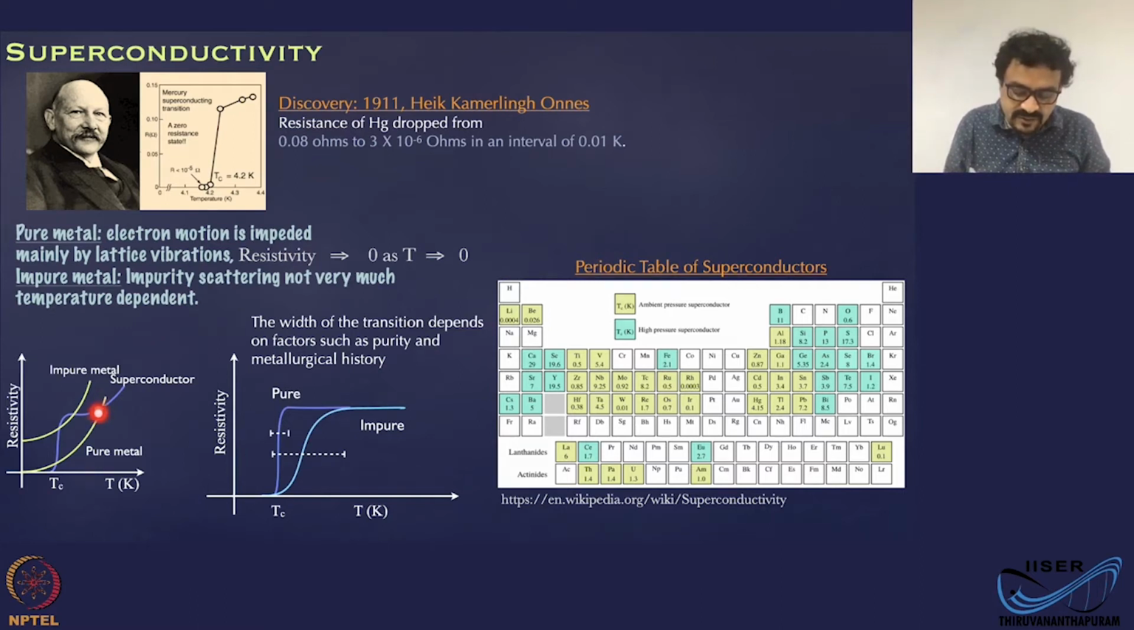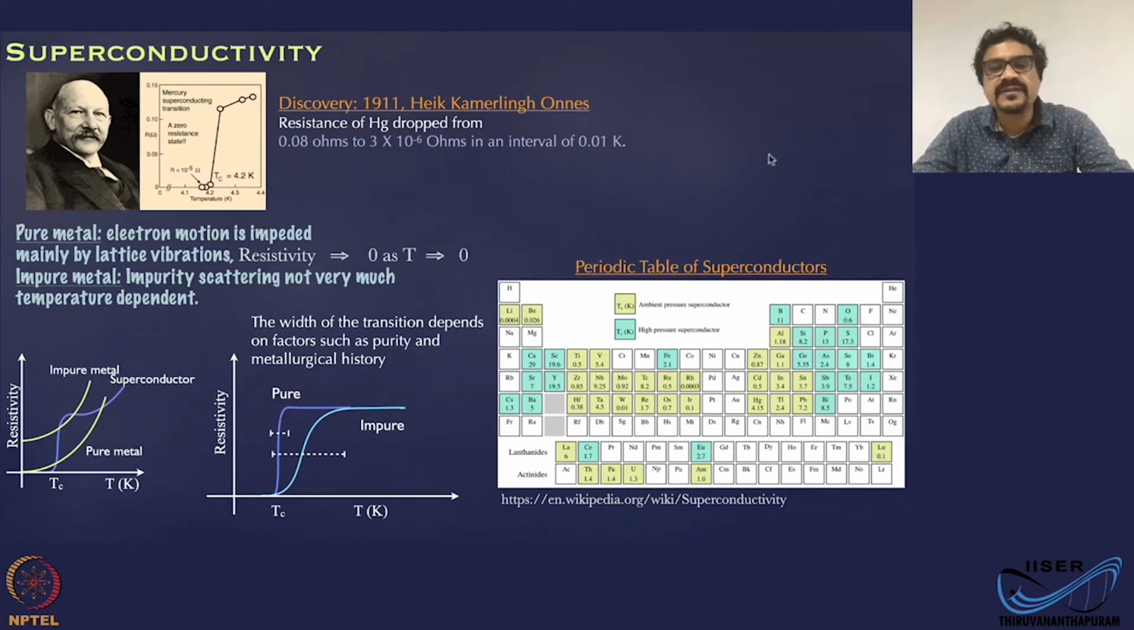So the curve is going to look something like this. As a function of temperature, the resistance will go to zero as the temperature goes to zero. But for an impure metal, the resistance also will follow a similar path, but it doesn't go to zero because the impurity scattering is not a function of temperature very much. So that is going to prevail even at 0 Kelvin or absolute zero. For a superconductor, the resistance sharply drops to zero at a finite value of temperature. That's what is going to happen in a superconductor.